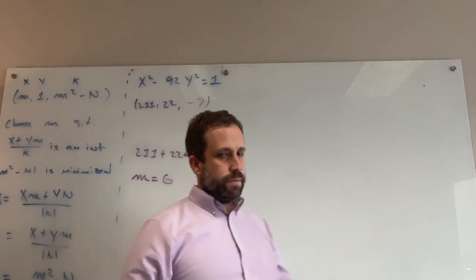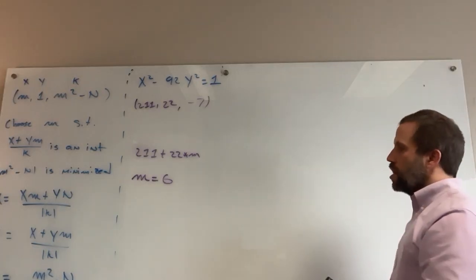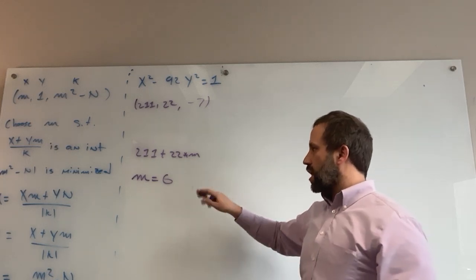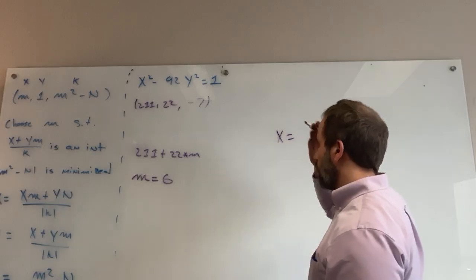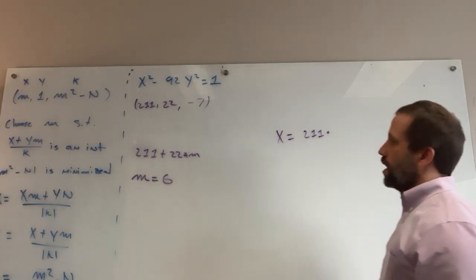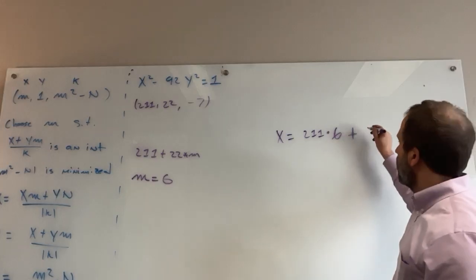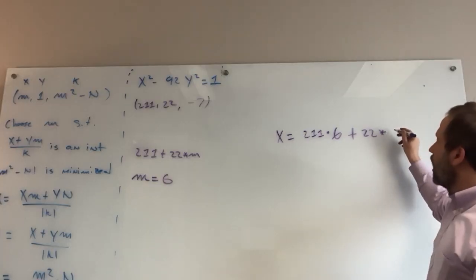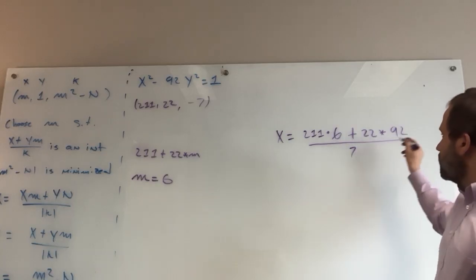Now, if I want to look at m's bigger, by looking at m equal 10, 11, 12, and so on and so forth, you can see that you're not going to get anything better than this. m squared minus n is not going to be any better than minus 56. All right, so our new x is going to be our old x, which is 211, times our m, which is 6, plus our old y, which is 22, times our n, which is 92, and we're going to divide by the absolute value of k, which is 7.